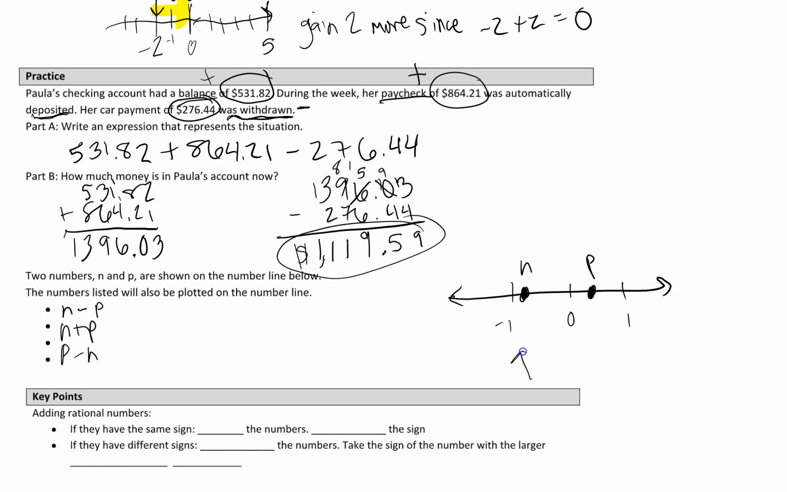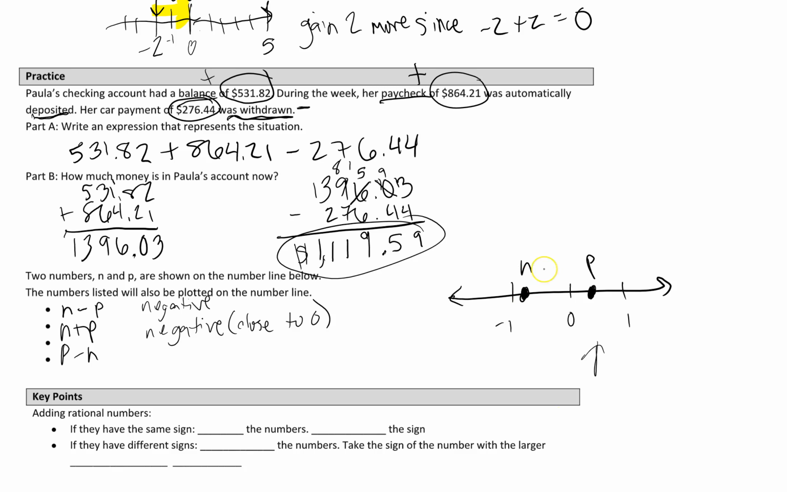So if we have n minus p, and again we can use our number line, we can think about starting at n and going down the value of p. So we'll end up here in the negatives. If we have n plus p, again start at n, but we're going to add this value, so we'd end up a little bit over here, still in the negative, but closer to 0. And then the last one, p minus n, we would start at p, but then we're going to subtract n.